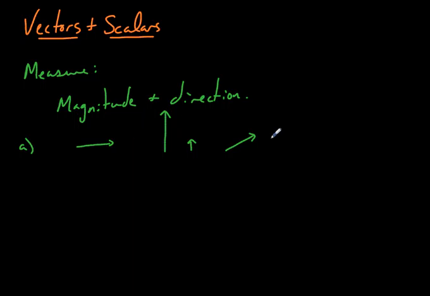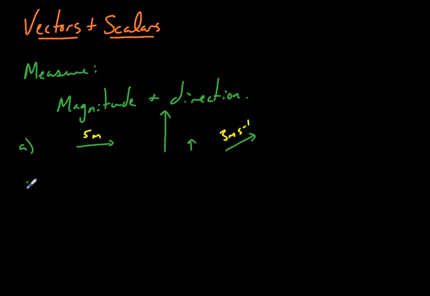Now, usually they're not just like that. Usually what you'll see is a value, like 5 meters, or 3 meters per second, and so on. So it's showing you a direction, and then the magnitude is shown by the size of the arrow or by a number value.